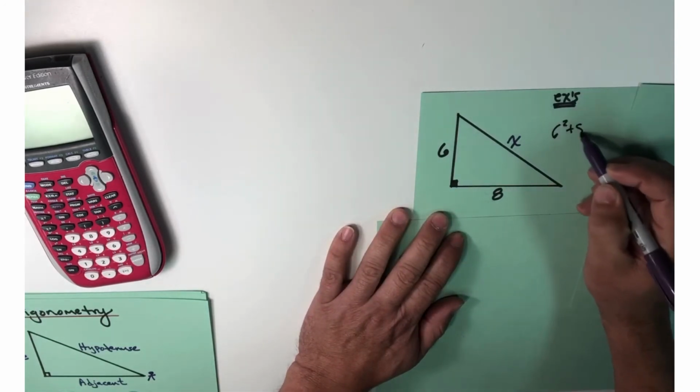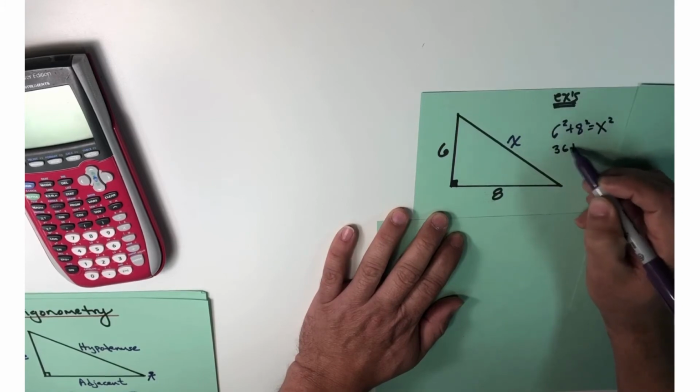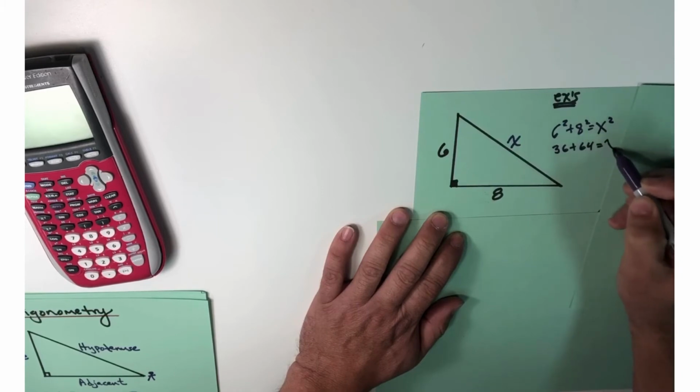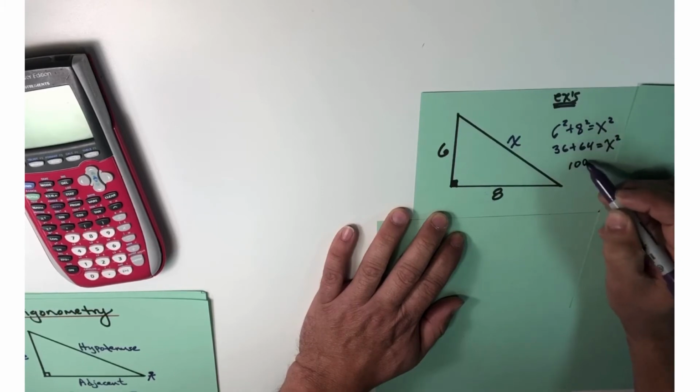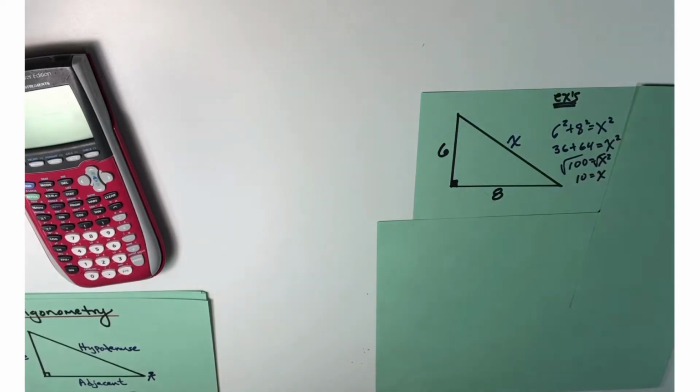6 squared plus 8 squared is equal to x squared. 36 plus 64 equals x squared. 100 is equal to x squared. And of course, when you take the square root, you get x is equal to 10 anyway. Okay?